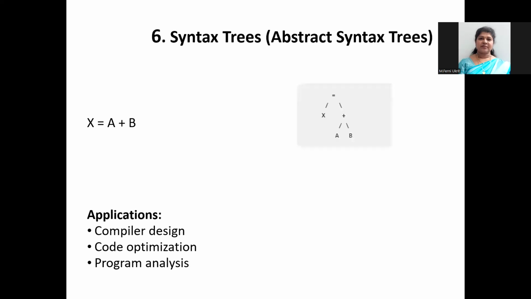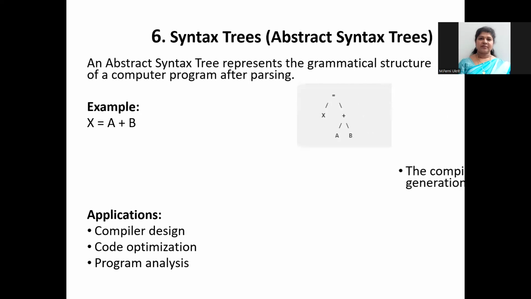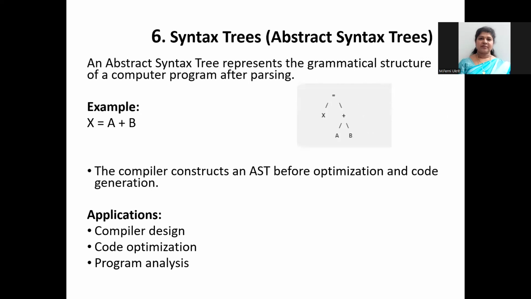Next is syntax trees. The next application is the syntax tree. A syntax tree represents the grammatical structure of a computer program after parsing. How this is normally used is the compiler will construct an abstract syntax tree before optimization and code generation. The applications here are compiler design, code optimization, and program analysis.